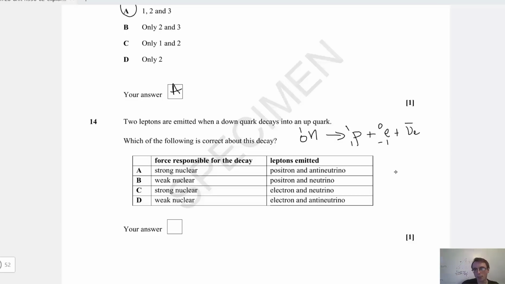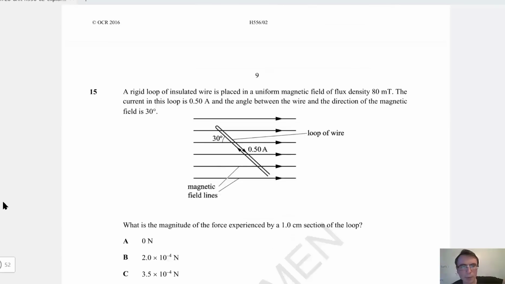A good way of remembering this, if I can see the dash here, then I know that there's a dash here, it's an anti-particle. And remember, neutron is DDU, that turns to a UUD. Electron and anti-neutrino, weak nuclear force. Correct answer is D. Okay, question 15.